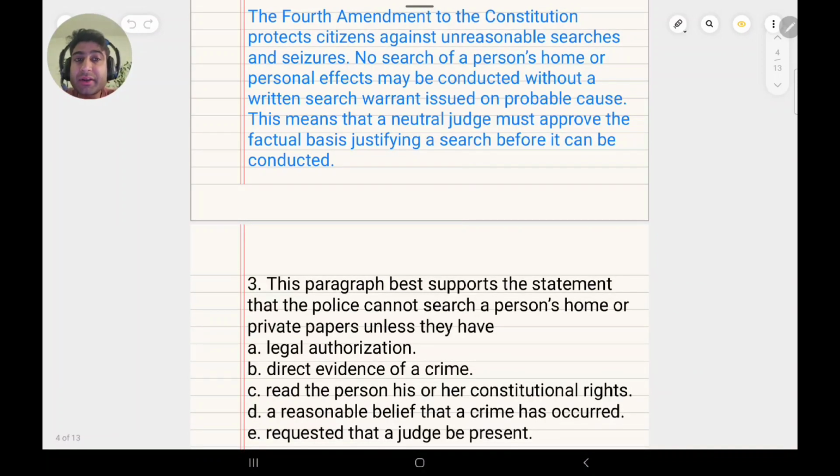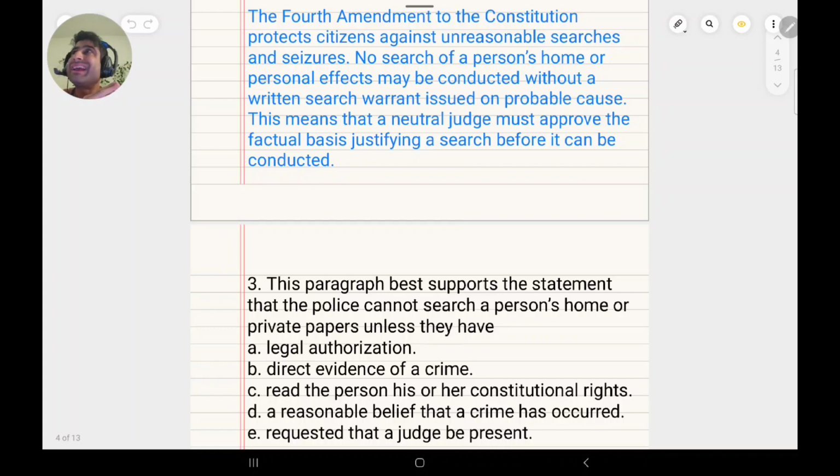So now, unreasonable searches and seizures. No search of a person's home or personal effects may be conducted without a written search warrant issued on probable cause. I told you, right? There should be no search of a person's home or any personal effects without a written search warrant. It means that without any written warrant or search warrant, nothing can be searched.